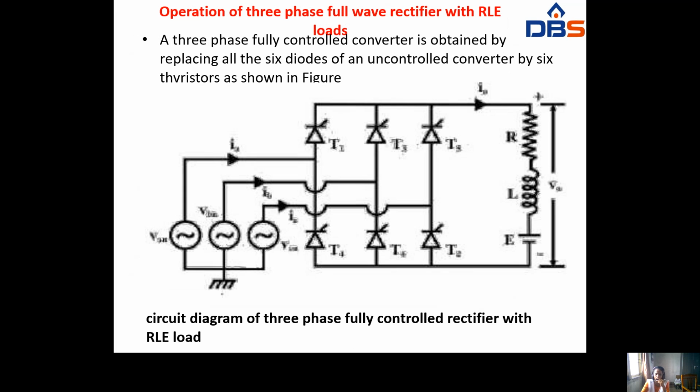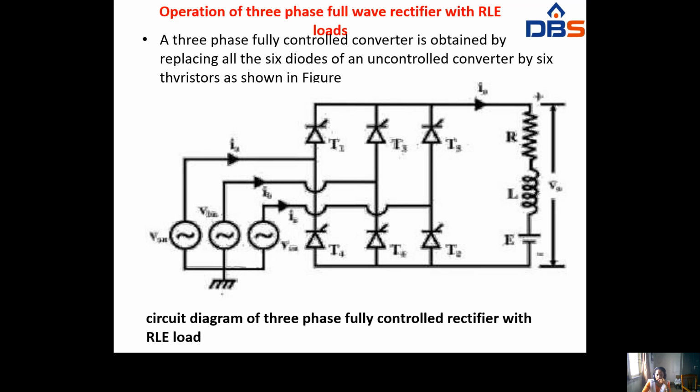Next, operation of the three phase full wave rectifier with RLE load. The three phase full controlled converter is obtained by replacing all six diodes of an uncontrolled converter by six thyristors as shown in the figure. Circuit diagram of the three phase full wave controlled rectifier. Here we are given the voltages VAN, VBN, VCN as input voltages, with thyristors T1, T3, T5 and T2, T4, T6, and an RLE load.